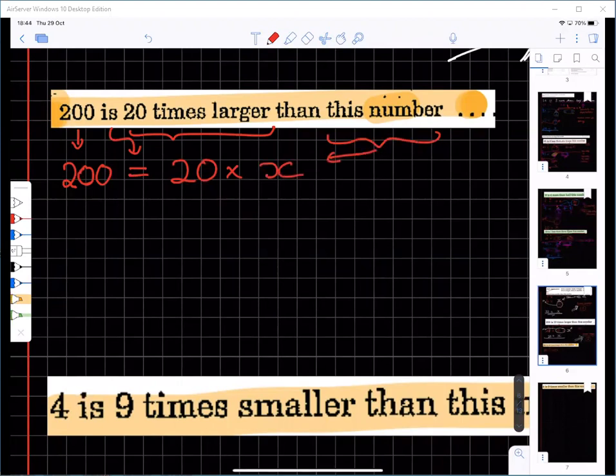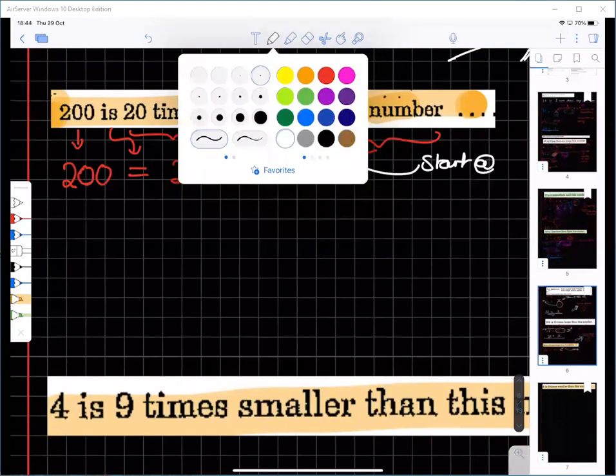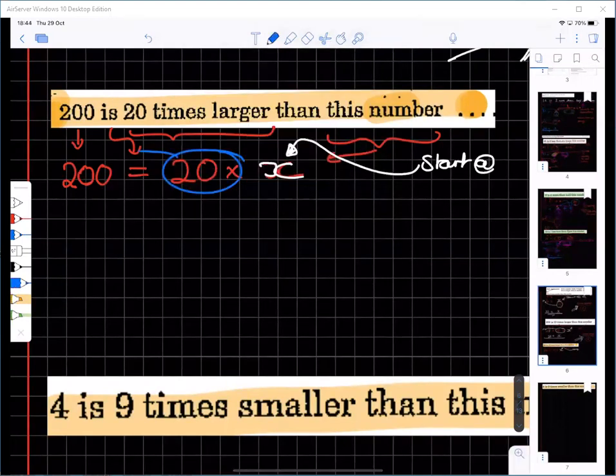Fantastic, lovely, beautifully done. So what do we need to do now? We have to start at X. I want you to say that each time. So we have to start at X. That's part of the method that I'm teaching you. You're focusing your eyes on X. What's been done to the X, tell me? It's been times by 20. And what's opposite of times by 20? Divide by 20. And what's 200 divided by 20?